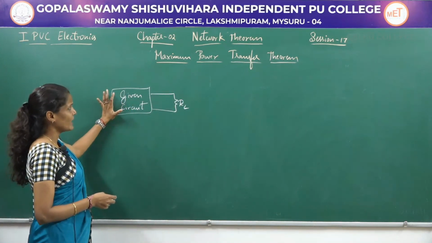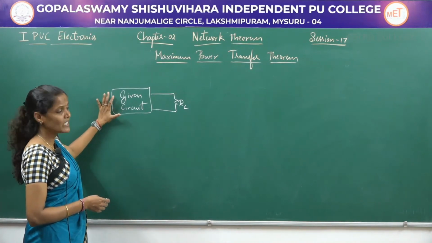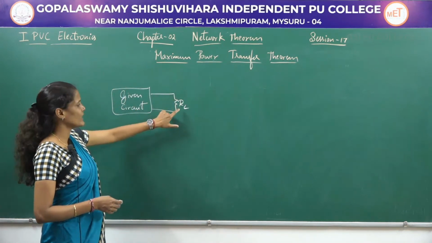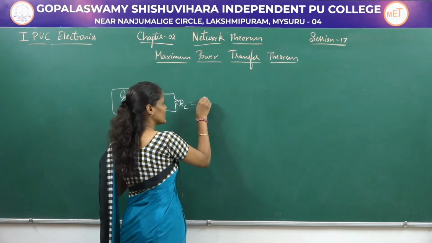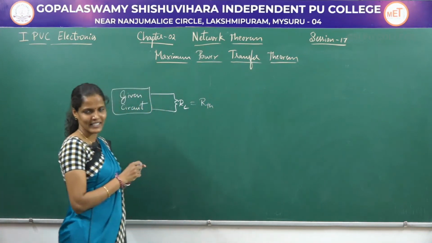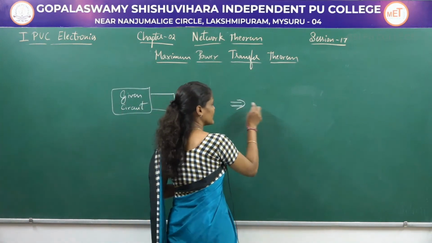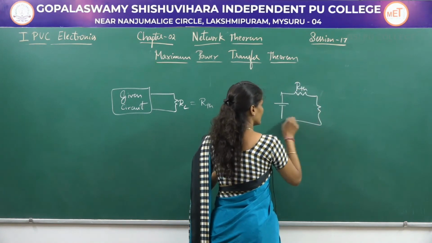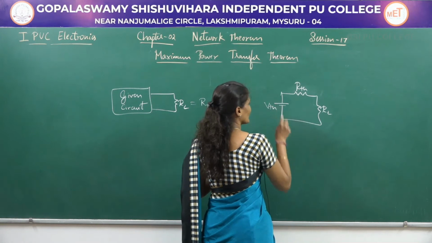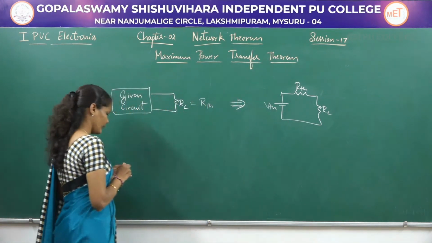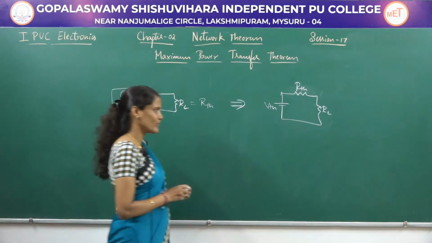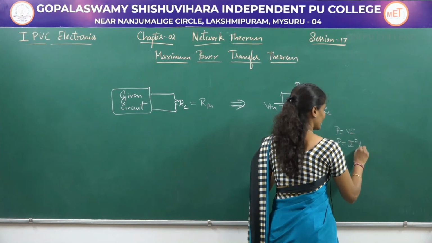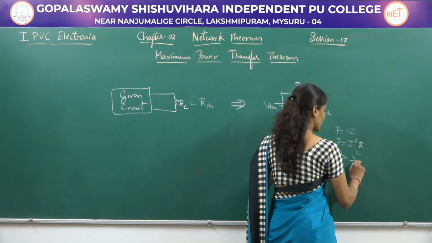And according to this maximum power transfer theorem, the power transferred from the source to the load will be maximum when the load resistance value is equal to the Thevenin's resistance. So the same circuit can be written as a voltage source in series with RThevenin, then we will have a load resistor here, this is VThevenin. For calculating the power, we have three different formulas: P is equal to V into I, P is equal to I square into R, P is equal to V square divided by R.